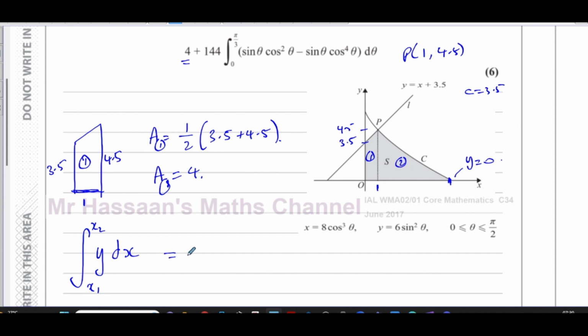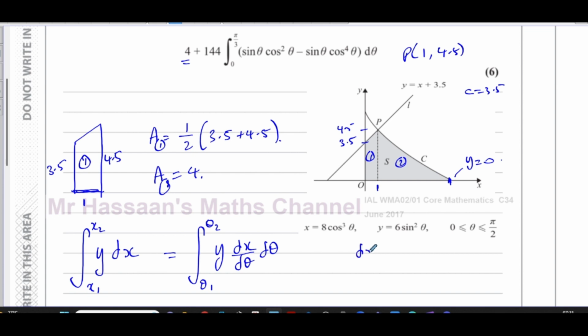Now, because we have a third parameter theta here, we're going to write this in another way in terms of theta. So this is the same as saying y dx/dθ dθ. Those cancel out to give you y dx. So in this case, we have to write everything in terms of theta. This is going to be theta 1, this is going to be theta 2, and y and dx/dθ must be given in terms of theta. So y is already in terms of theta, so I can replace that with 6 sine squared theta. But now I have to have dx/dθ.